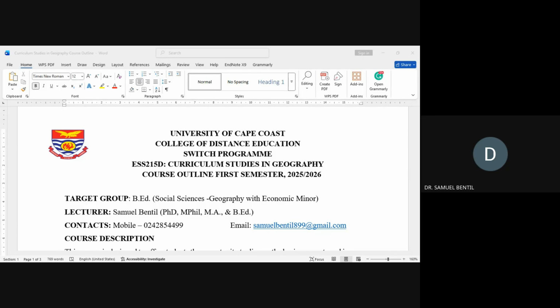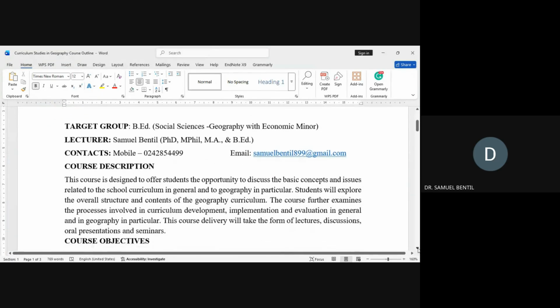The course is designed to offer prospective geography teachers the opportunity to discuss the various basic concepts, issues, and principles so far as the school curriculum is concerned. And here, when we are talking about the school curriculum, most of our focus will be on the geography curriculum, especially in the senior high school.